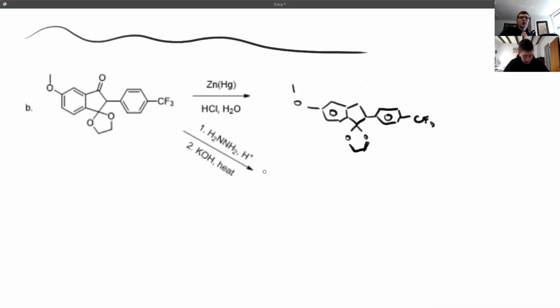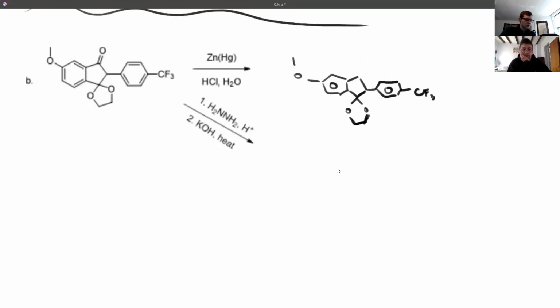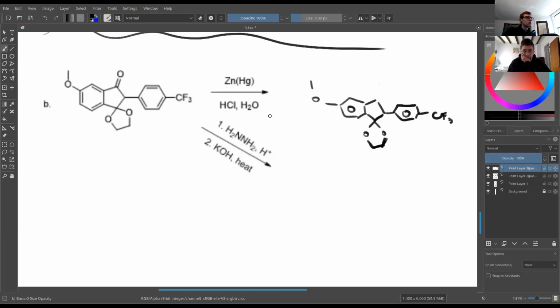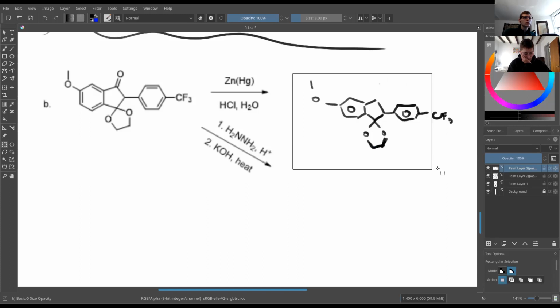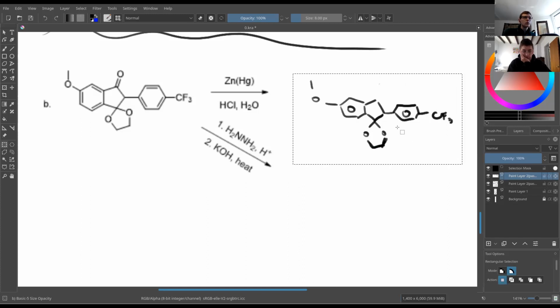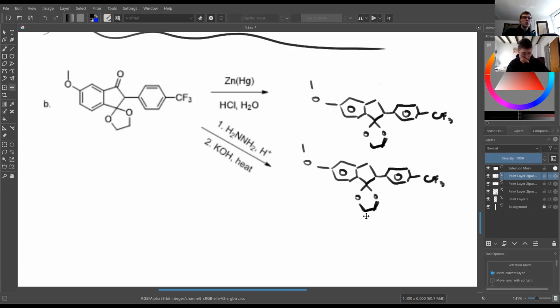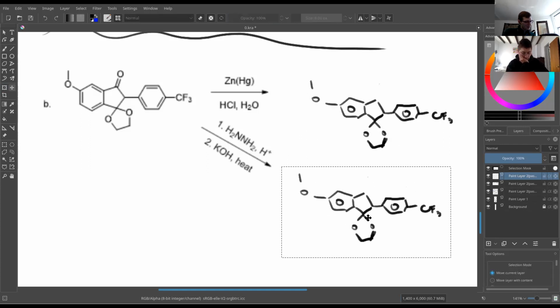What about Wolff-Kishner? Wouldn't it be the same product? Wolff-Kishner does the same thing as the Clemmensen reduction. It's just safer, right? It doesn't have the mercury. So all it does is just reduce that ketone. If you're not drawing out the mechanism, it's actually pretty simple, I think.